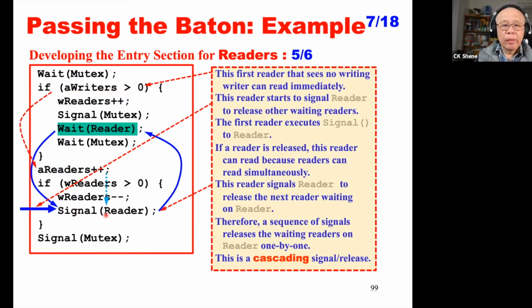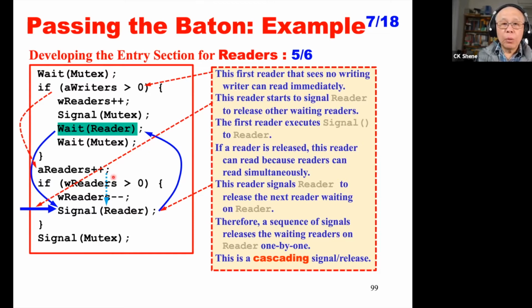Remember, this reader just executed wait, a signal to the reader. This one cannot get to here until the signaling thread executing here exits. So when this exits, the next reader comes in, acquires the mutex and manipulates all variables. And if there are still readers, it signals the reader semaphore again. And then this reader exits. The next reader comes in.